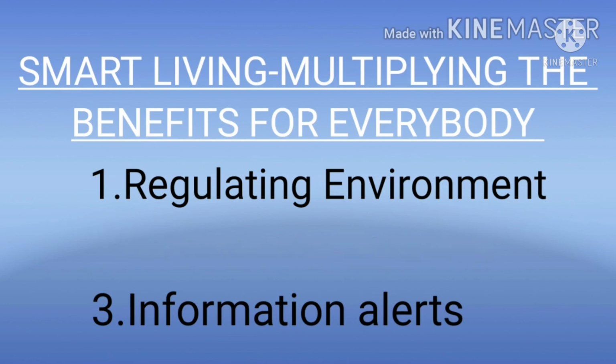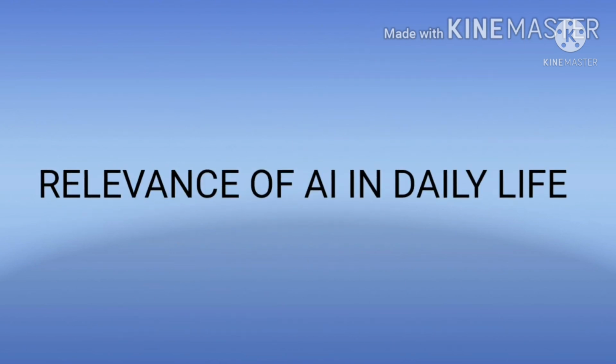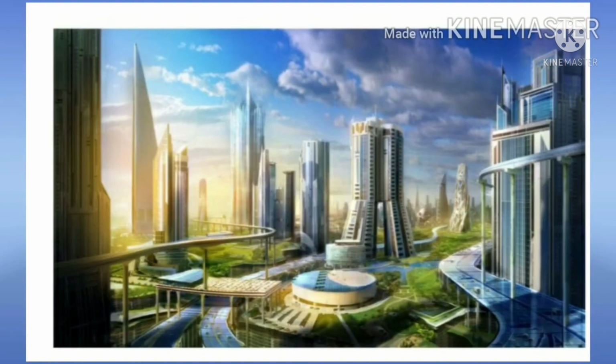So that is about the relevance of AI in daily life. We have discussed smart living, that is smart cities, smart buildings and smart homes. I hope you understood all the topics that I have discussed here.